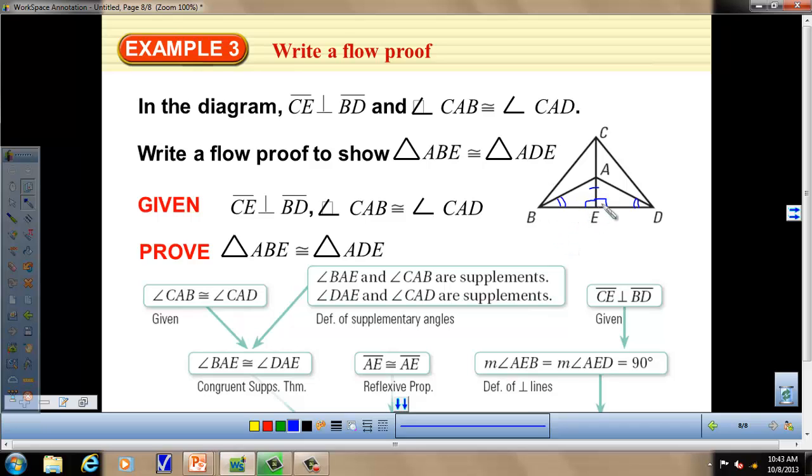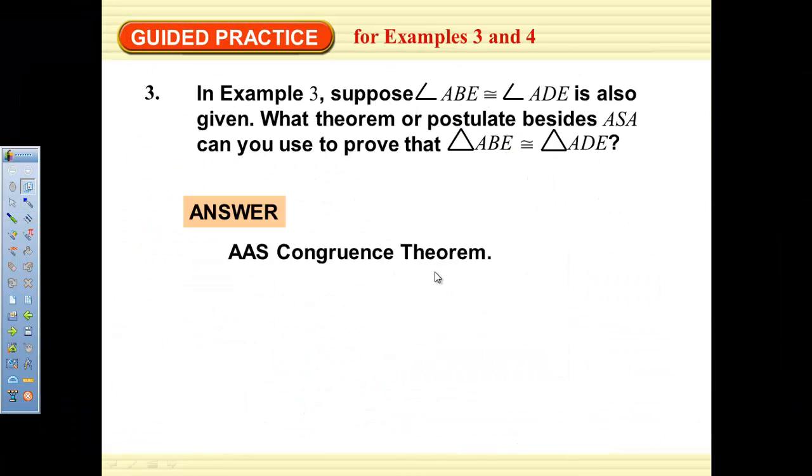So here, if you notice going around the figure, we have an angle side here and an angle side here. So that's what we could use. We could use angle side angle in this case.